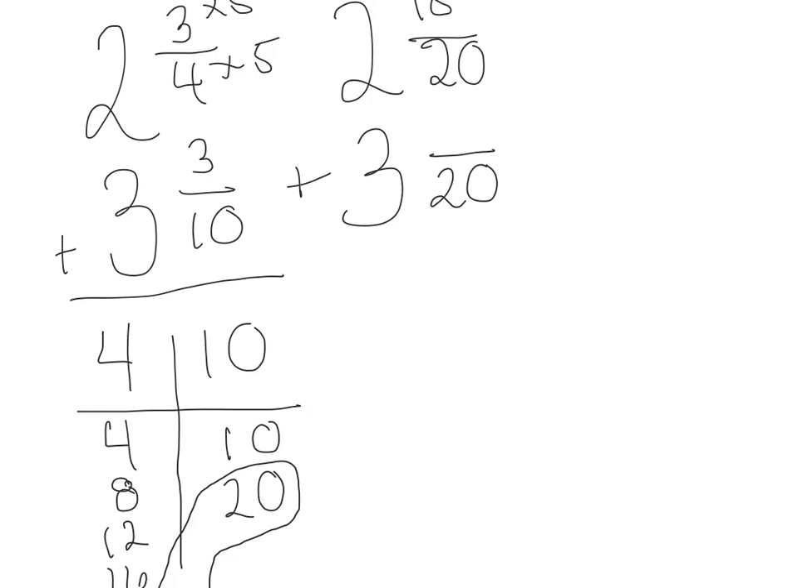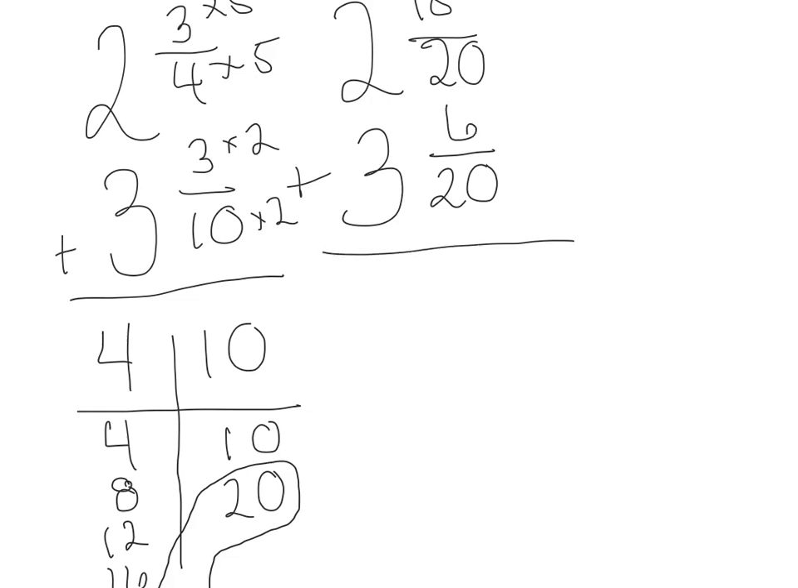When I look at the next fraction, I'm going to figure out what times 10 equals 20, and that would be 2. So I'm going to multiply the bottom by 2, and whatever I have to do to the bottom, I must do to the top. So that'll make my new numerator 6.